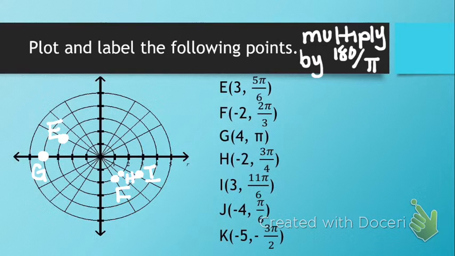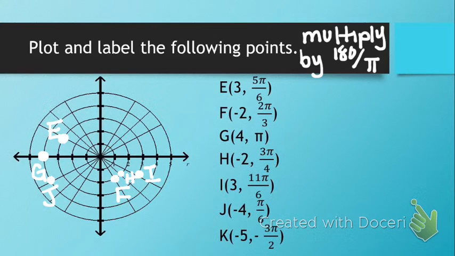Pi over 6. This is pi over 6. But it's a negative 4. So if it was positive 4, I would go out. But because it's negative, I'm going to count backwards. So 1, 2, 3, 4, that would be right here. So who had point J right there? Good. Let's go ahead and plot that right there.